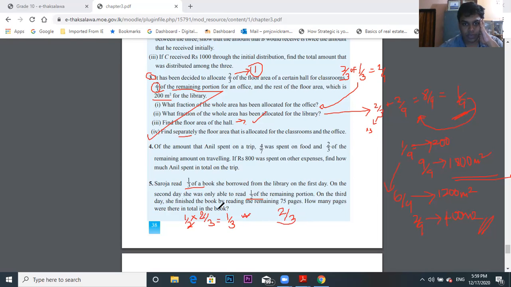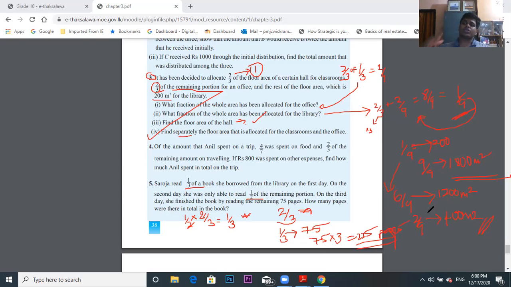So on the third day, she finished the book by reading the remaining 75 pages. That means 2/3 she has read, and the remaining is another 1/3. That 1/3 will give you 75 pages. 1/3 equals 75 pages. Hence, the whole will be 75 multiplied by 3, which will give you 225. 225 pages. Always write the unit, and that's the end of that exercise.